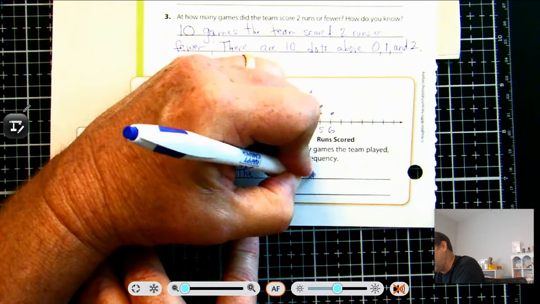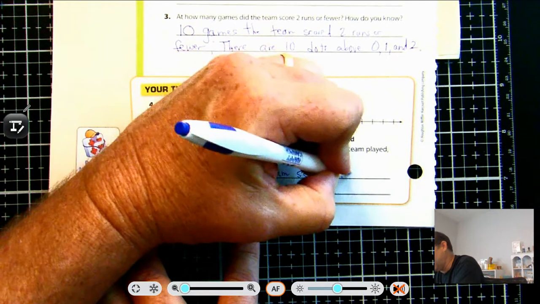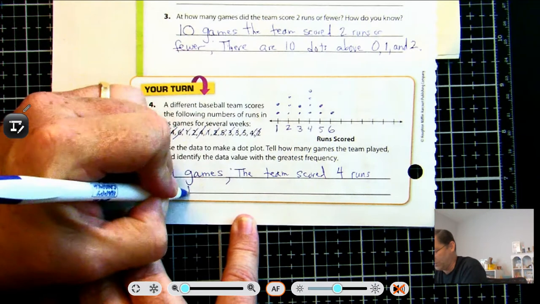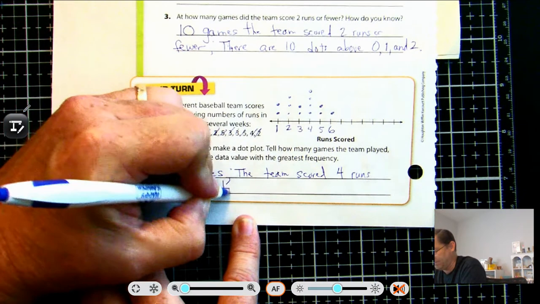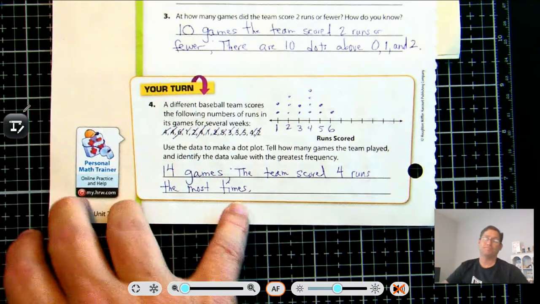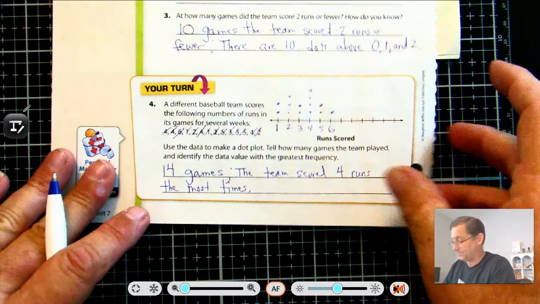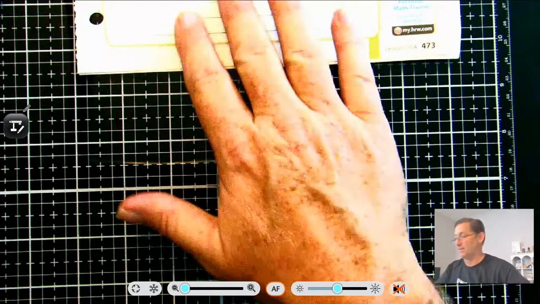The team scored 4 runs the most times. Okay. Okay, let's look at number 5.